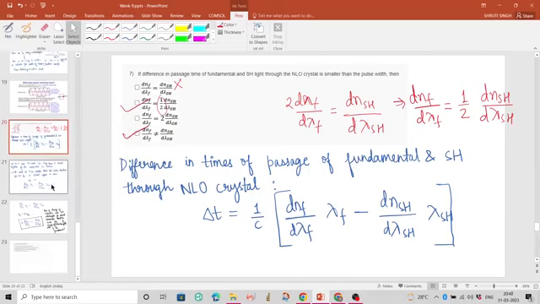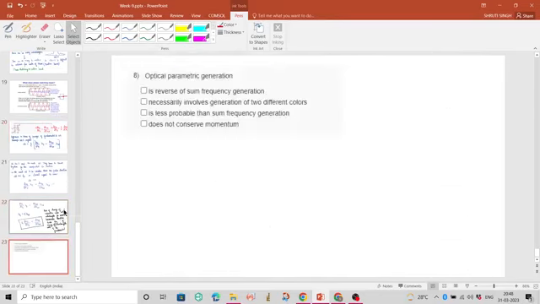Okay. So let's move to the next one. I think that one is the last question for this assignment. The eighth question is: the optical parametric generation is the reverse of sum frequency generation, necessarily involves generation of two different colors, is less probable than the sum frequency generation, and does not conserve momentum.